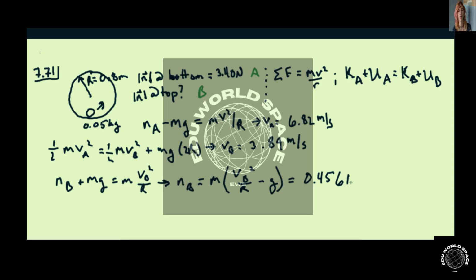0.456 newtons, which we can see is a fair bit less than at the bottom because it's lost speed, and also gravity is now pulling it inwards instead of outwards, and so the normal force doesn't have to be as high to counteract that if it's keeping the block in the track.